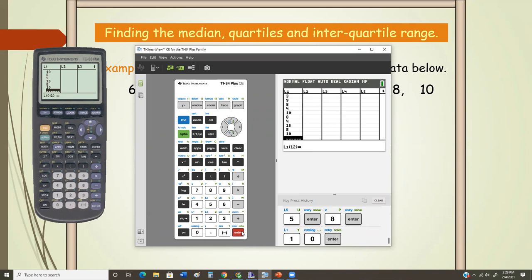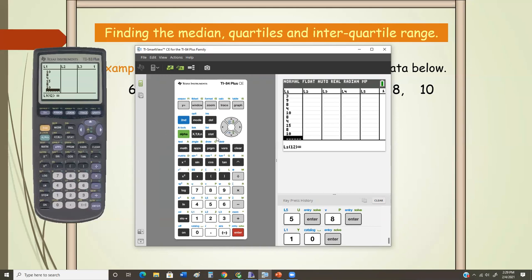Okay. Hopefully everybody has all the data plugged into their calculator under L1? I got one. Yes. Okay, great. So here's the thing. It's like, oh, doing stuff by hand is terrible. Let's use our calculator to do it. I don't want to find the median by hand. I have to order the data, blah, blah, blah.